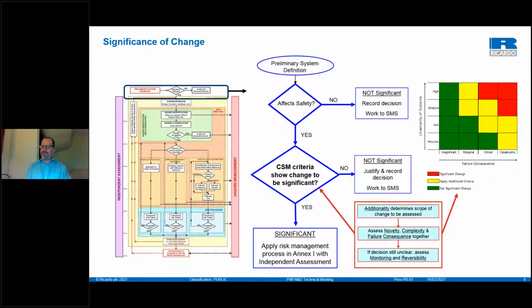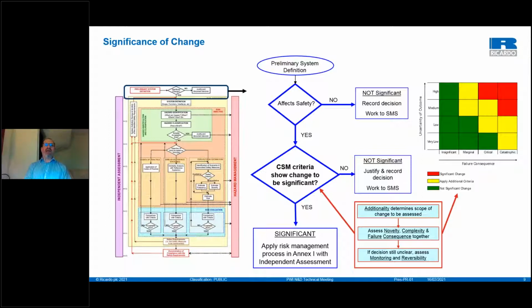But it's at this point that you need to determine the scope of the common safety method, the application of the CSM RA to the project. So you have this rough idea of the scope of the project. At this stage, it needs to be enough to make a decision, but you've not done any design work yet. So there is a process to determine where you go with CSM.